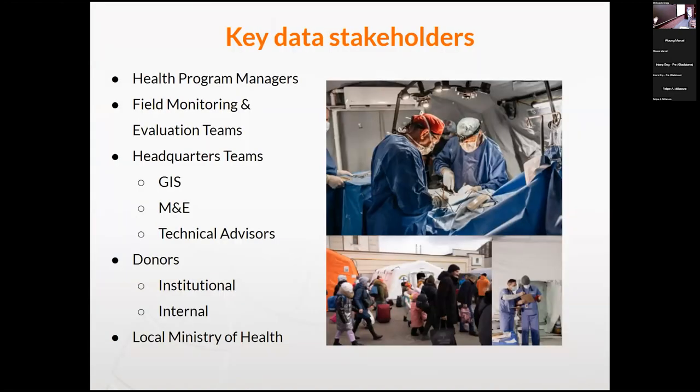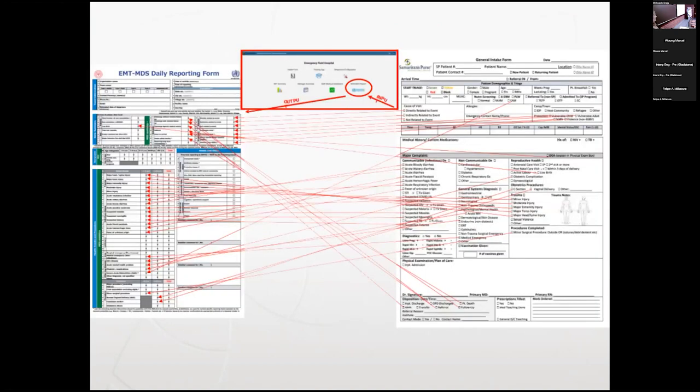So we also looked at the data stakeholders. For us, that's everything from the program managers to our team at headquarters, and really looking at who we're reporting to, who we're accountable to. So if we have institutional donors or WHO, local Ministry of Health partners, and wanting a data tool that could incorporate all those components while maintaining a standardized model, so we're not having to reinvent the wheel every single time. That's really what led us to DHIS2.